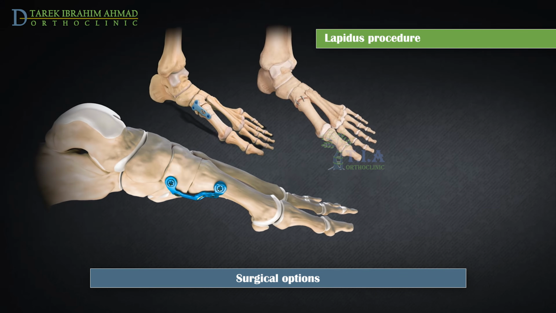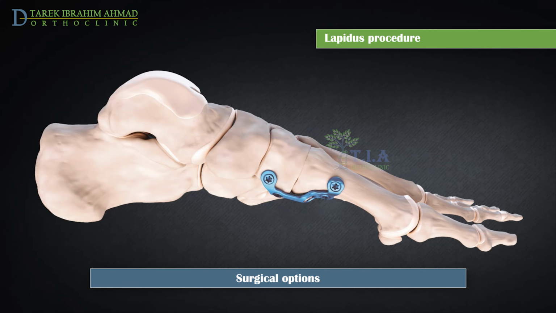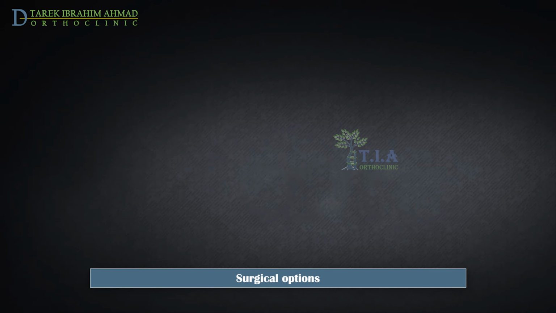Lapidus procedure. The surgeon fuses the base of the first metatarsal and medial cuneiform. Often used when the underlying cause is tarsometatarsal joint hypermobility, or in very severe cases when the IMA is too large, or in the case of degeneration of the first tarsometatarsal joint.